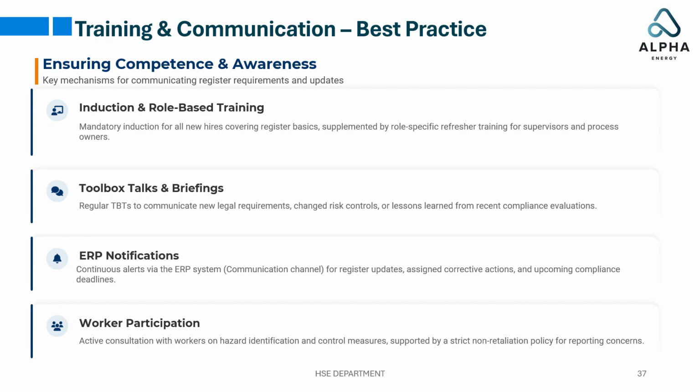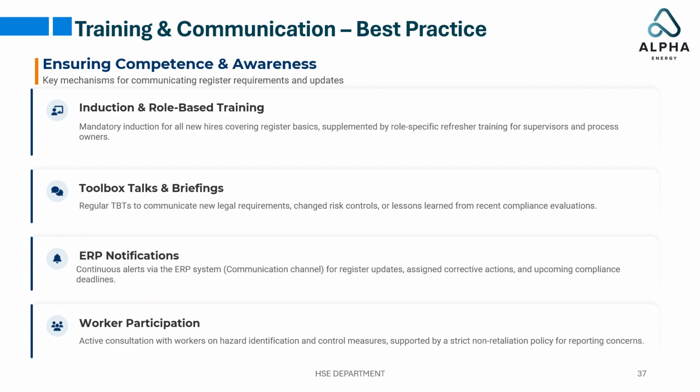The second mechanism is toolbox talks and operational briefings. Regular toolbox talks are used to communicate updates such as new legal requirements, changes in risk control measures, lessons learned from incidents, and outcomes of compliance evaluations. These brief sessions ensure that operational teams remain aware of current HSE expectations. Another important communication channel is ERP notifications. The ERP system serves as the organization's digital communication platform for HSE register updates, assigned corrective actions, compliance deadlines, and document updates. This helps ensure that responsible personnel receive timely alerts and can track required actions efficiently.